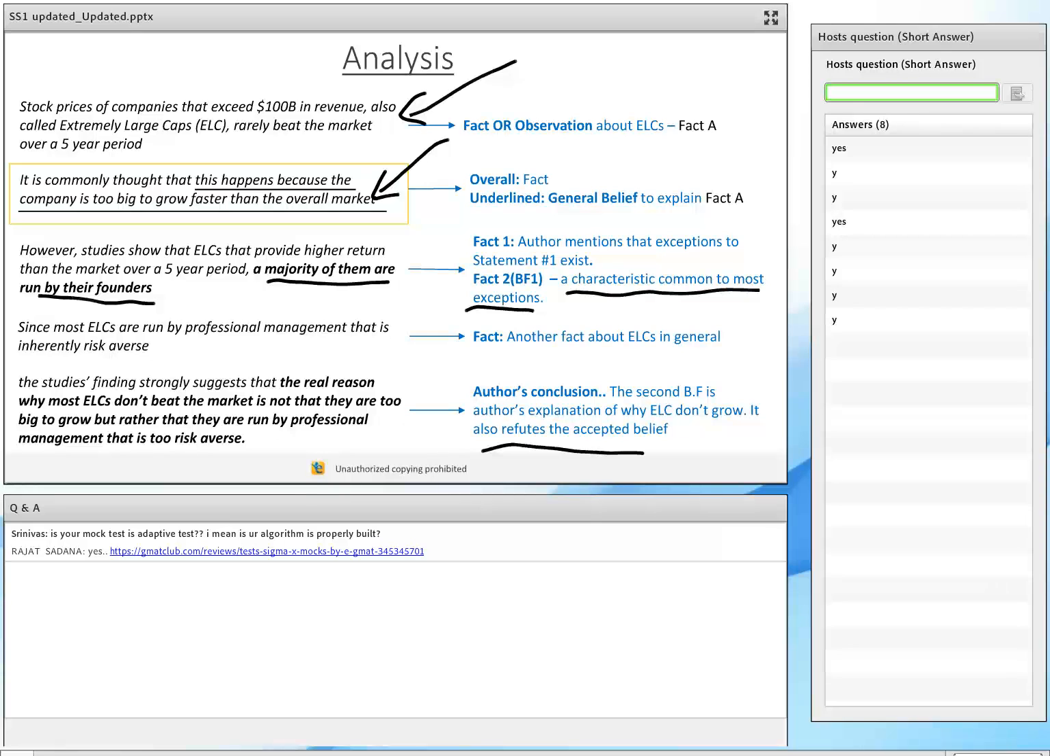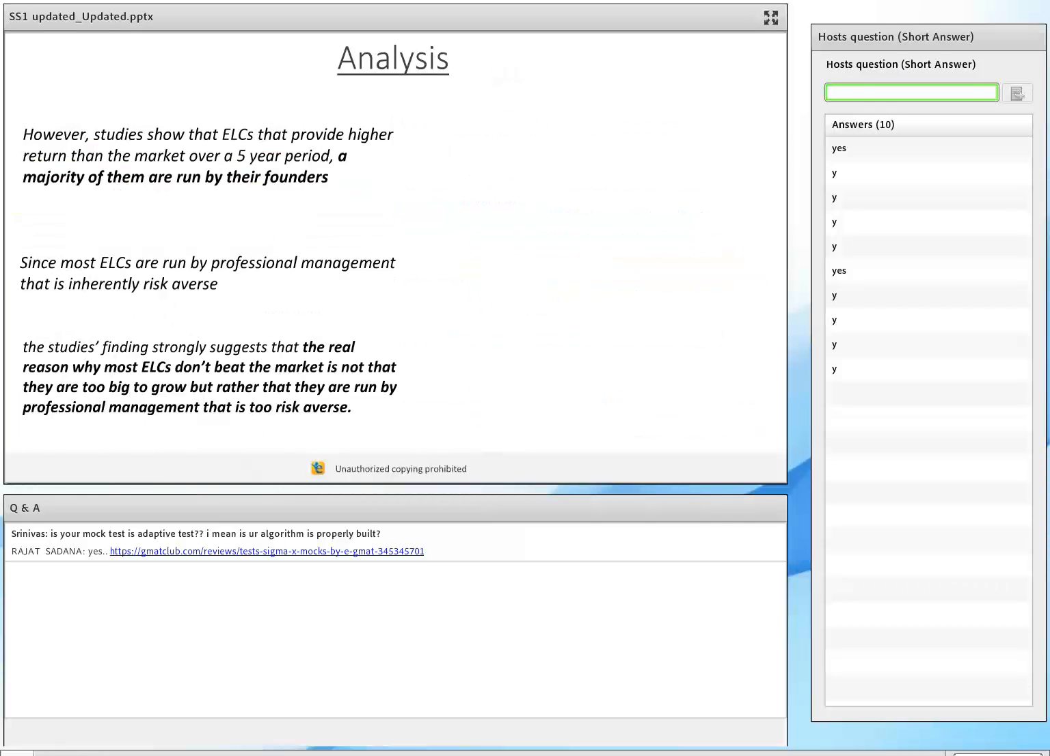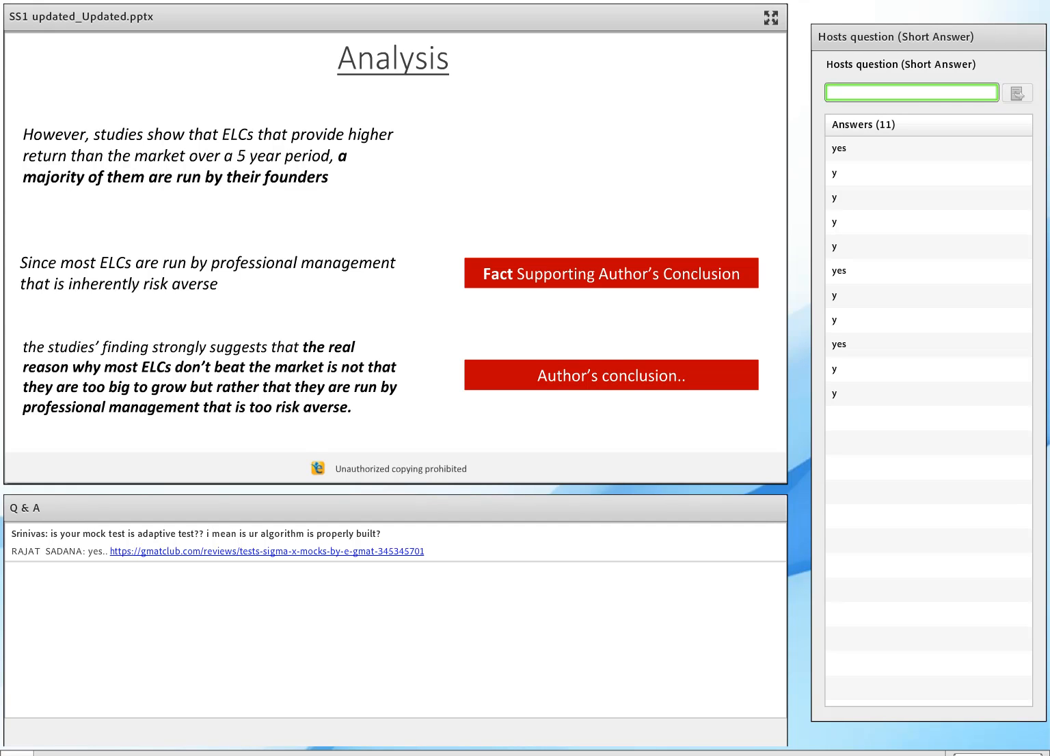Now you've done 90% of the work. The next step is really important: to create what we call the argument structure, which is what does each statement do with regards to the main conclusion. And to create that argument structure, we start with the main conclusion, which is the author's conclusion over here, and then we go forward. Statement number 4, since most ELCs are run by professional management that is inherently risk averse, is a data point that makes me believe more in the conclusion, so it supports the author's conclusion.